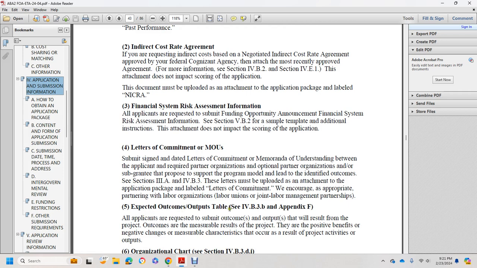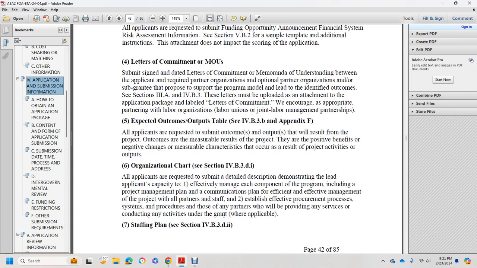Expected outcomes and outputs table, see Section 4B3B and Appendix F. All applicants are requested to submit outputs and outcomes that will result from the project. Outcomes are the measurable results of the project. They are positive benefits or negative changes in measurable characteristics that occur as a result of the project activity outputs.